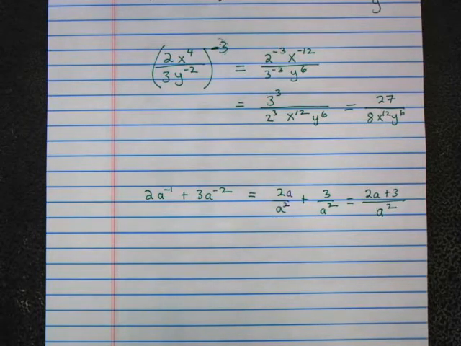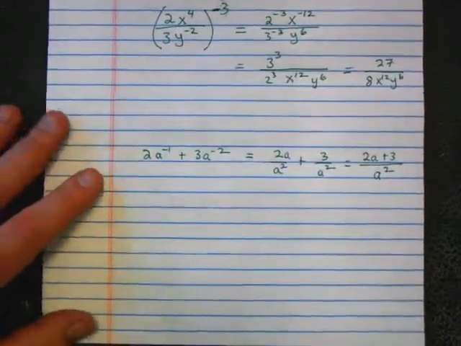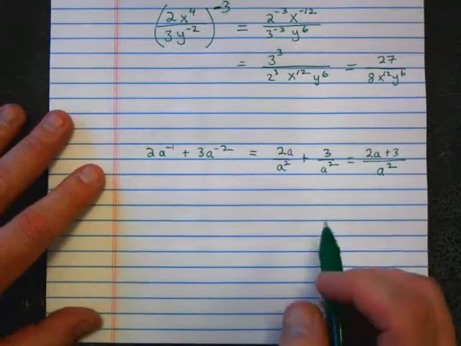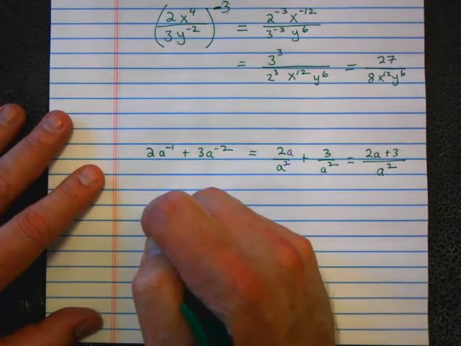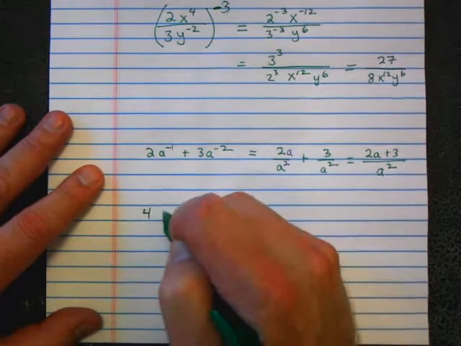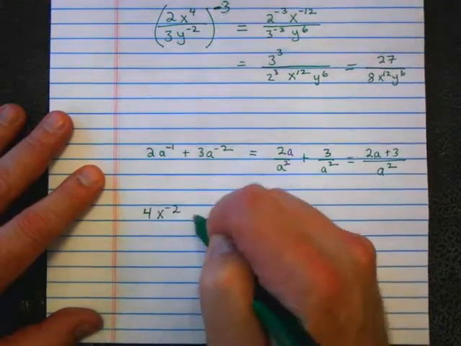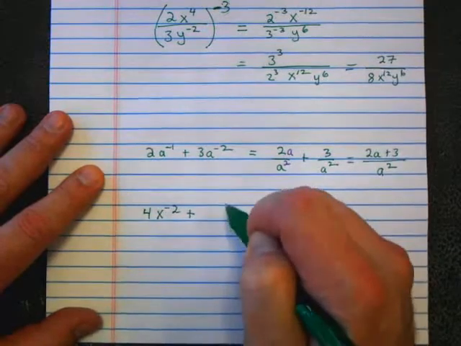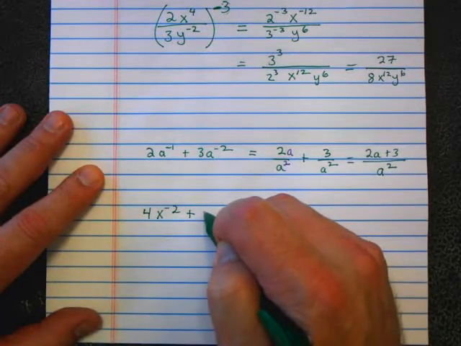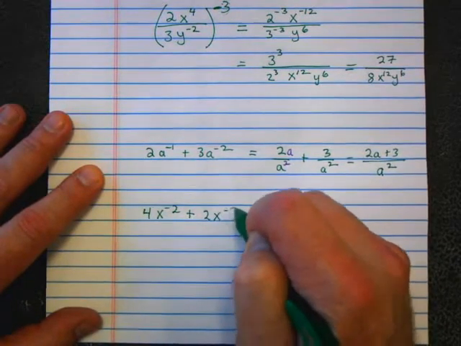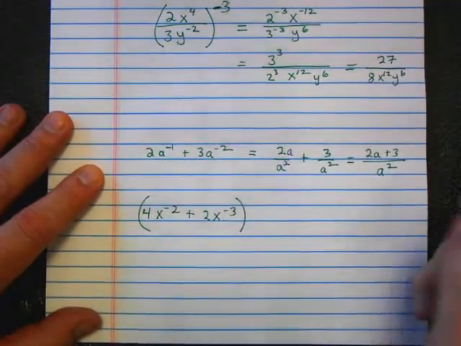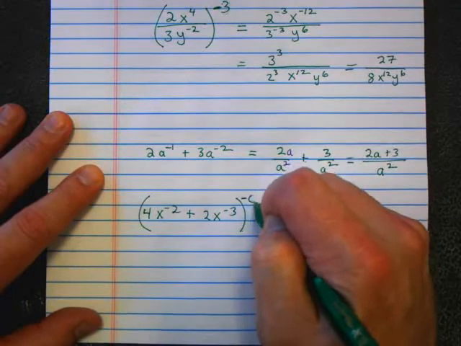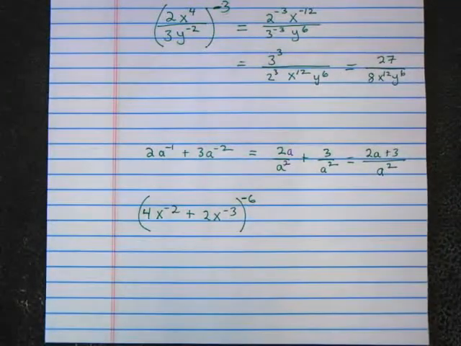What if I was even meaner than that? Let's say I gave you 4x to the negative 2 plus 2x to the negative 3, and then the whole thing raised to the negative 6 power. Distribute that negative 6 out.